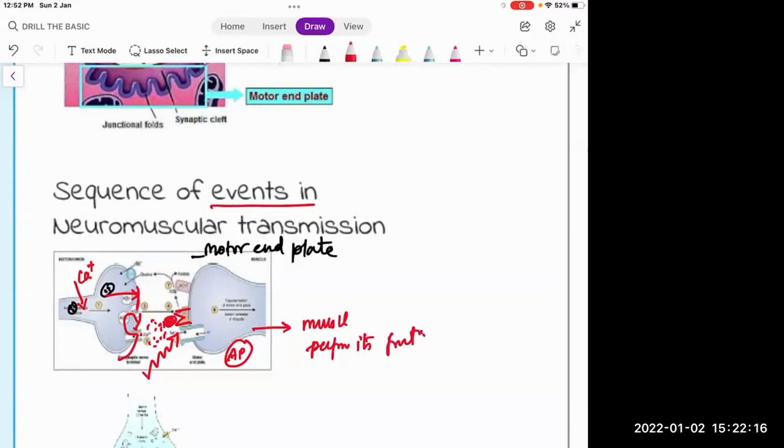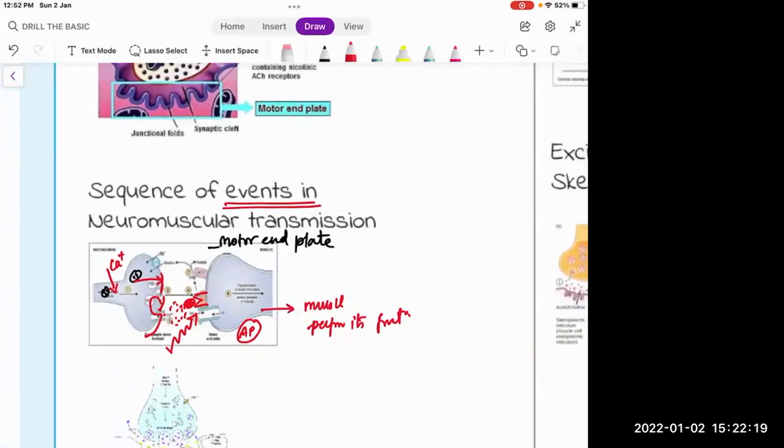The events in the neuromuscular transmission are very, very important. You should know the order, first what is happening. In the December 2021 exam, what is the first event which happens in neuromuscular transmission was asked. The answer here is entry of calcium ions. So this is one more exam question which was asked in the December 2021 FMGE exam.